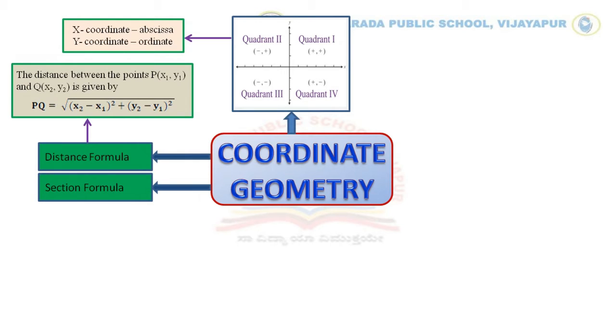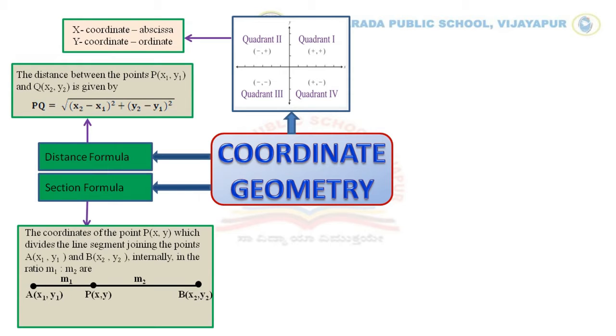Next, we discussed the section formula. It is the formula used to find the point (x, y) when it divides the line segment joining the points A(x1, y1) and B(x2, y2) in the ratio m1 to m2. So as you can see in the diagram, APB is a line segment. P is the point which divides the line segment AB in the ratio m1 to m2.